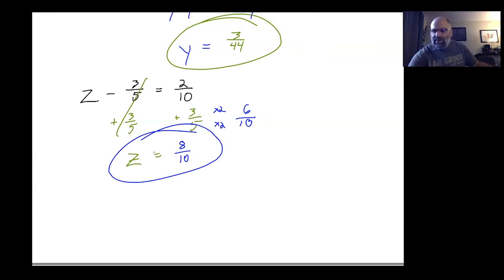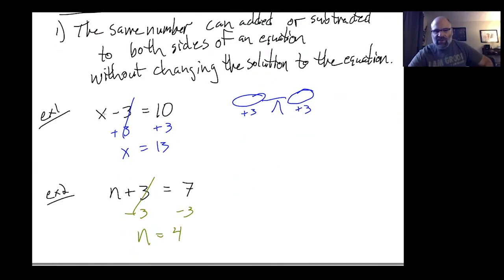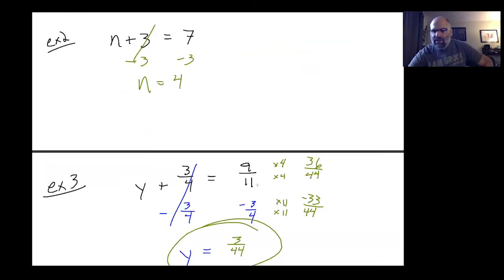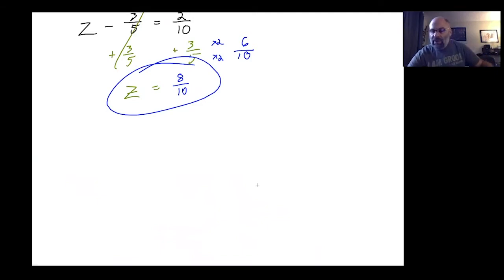You guys think you can handle the addition subtraction rule for equations? You can always check your work. Make sure you check your work. Look up here. You plug in 13 for x. 13 minus 3 is 10. Check. It works. Plug in 4 for n. 4 plus 3 is 7. Yep, it is 7. Makes sense. Okay. All right. We ready to move on to lesson 40? Yes. Okay.